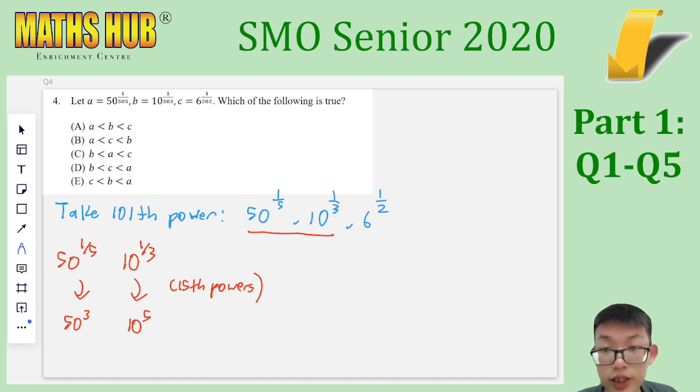50 cubed is 5 cubed times 10 cubed, which is 125 times 1000, while 10 to the power of 5 is just 100,000. So that immediately tells you that the first number is larger than the second number. In other words, B is less than A.